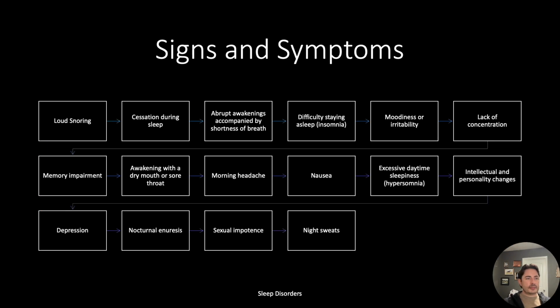So some of the signs and symptoms that we might see when it comes to obstructive sleep apnea, we're going to see the loud snoring. What do we do for patients who are snoring? There's a lot of things that we can do to help work on this. You might see them stop breathing or have a cessation of breathing while they're sleeping. You might get those abrupt awakenings that accompany shortness of breath and they're gasping for air. They may have difficulty staying asleep. This is insomnia. You have moodiness or irritability. You may have a lack of concentration.